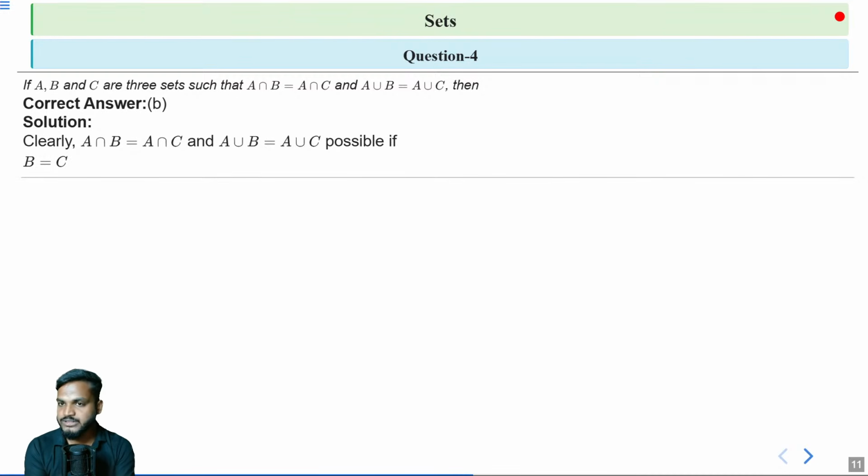So the correct option is option B. Let's look at the solution. Clearly it is given that A intersection B is equal to A intersection C and A union B is equal to A union C, which is possible if B is equal to C. To do this question, we can construct a Venn diagram, and when we construct it, it is clear that this condition is only fulfilled if B is equal to C. So the correct option is option B.